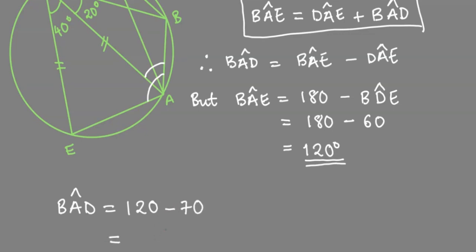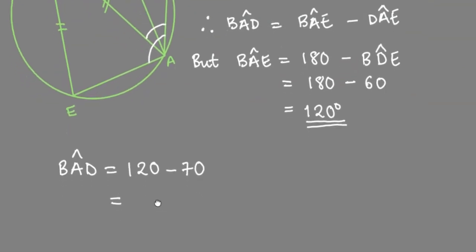Finding the difference between these two is just like finding the difference between 12 and 7, which is 5. Then we add that 10 that was present on both numbers, which gives us 50. Therefore, the angle BAD is equal to 50 degrees.